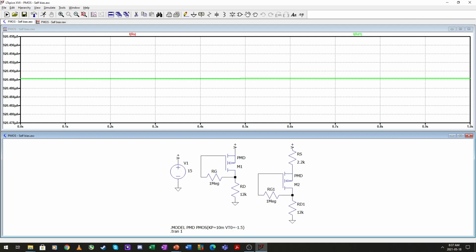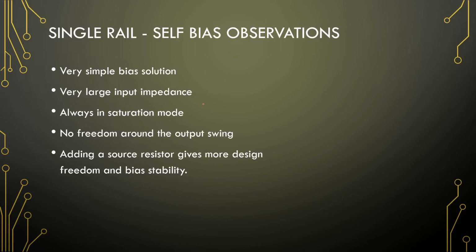Okay, let's look at our observations. So this is a very simple bias solution with a very large input impedance. You are ensured that it's always in saturation mode, so it's always an amplifier, but you have no freedom around the output swing, and adding a source resistor gives you a little bit more freedom and bias stability. So self-bias is not a very good solution. It is a solution.